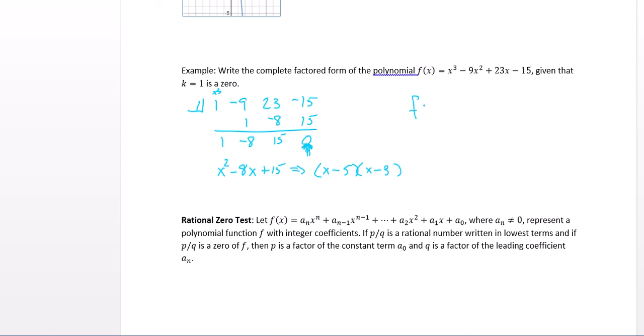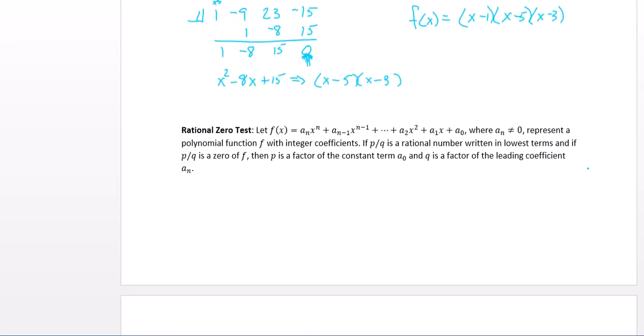So I can rewrite this in factored form. I know k equals 1 is a 0, so I know x minus 1 is a factor. And I've just found my other factors. A lot of times we only need one of them to reduce to a quadratic, and we could revert to some of our old skills there.